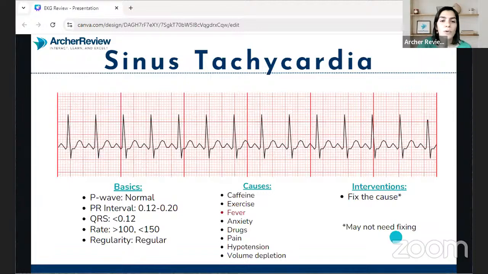It's not normal. Sometimes, again, it may not need fixing if the patient is fighting off an infection, but you don't want to miss the big one. So if it's sinus tachycardia with hypotension and a fever, then that is an infection that you would be worried about, because we'd be more worried about sepsis, and that patient needs to go to the hospital.